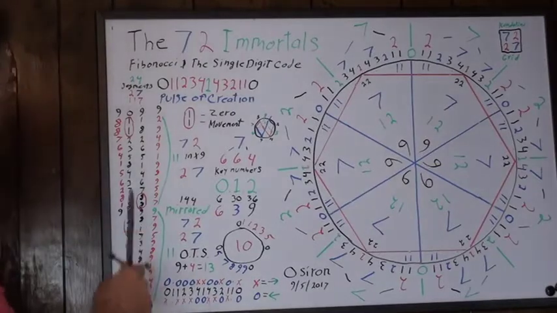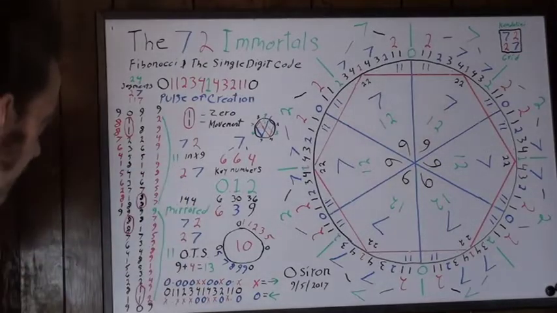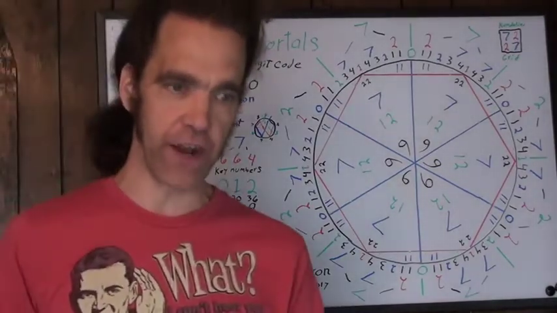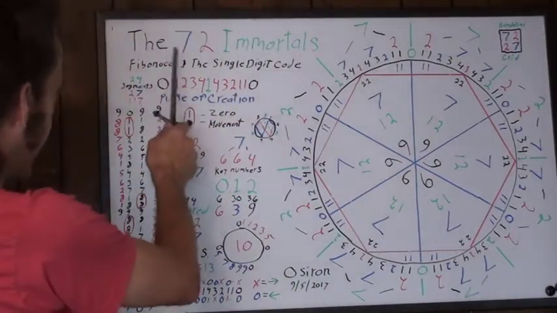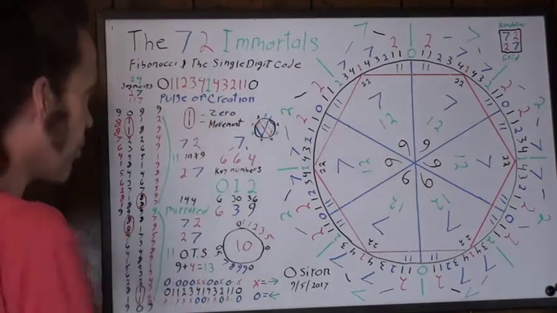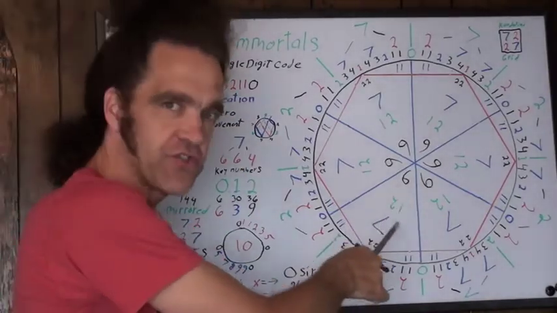what happens, now the reason there's a bunch of numbers going up and down, there's a couple things that happen with that code that are amazing. And as you can see from this, the title of this is the 72 Immortals. And I'll explain what this construct is in a few minutes.